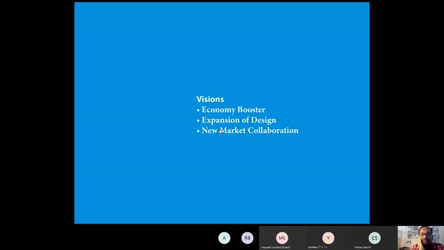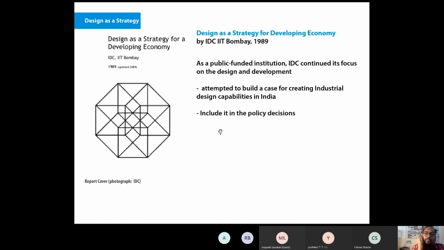Vision in this particular paradigm is where design is seen as an economy booster. It is also an opportunity to expand design, and of course, market comes in with several new collaborations. One of the visions that we can see was a report prepared by IDC in 1989, where it argued to the government how design can uplift the economy. And this developed into a different form in 2007 as design policy.